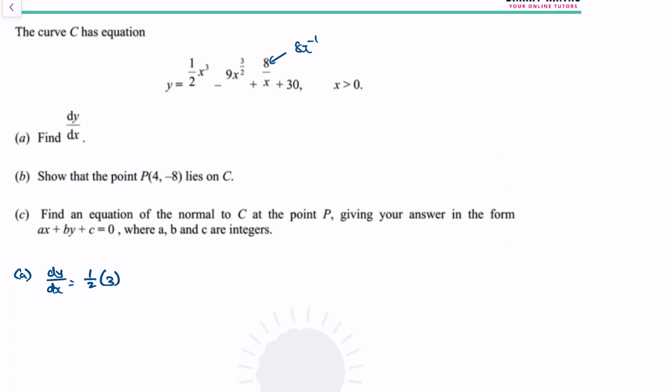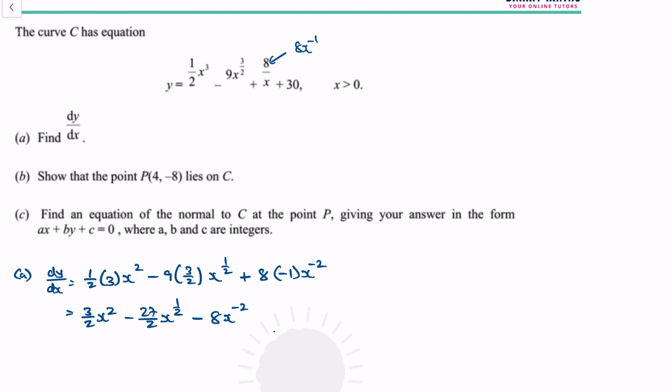Half times 3 times x to the power of 2, minus 9 times 3 over 2 x to the power of a half, minus 8 times, so positive 8 times minus 1 times x to the minus 2, plus 30 is a constant which differentiates to nothing. And if I simplify, I get 3 over 2 x squared minus 27 over 2 x to the power of a half minus 8x to the minus 2.